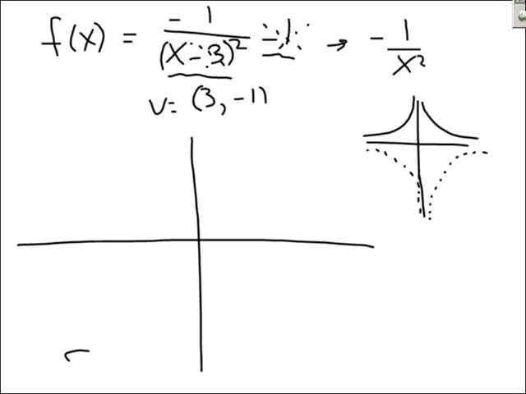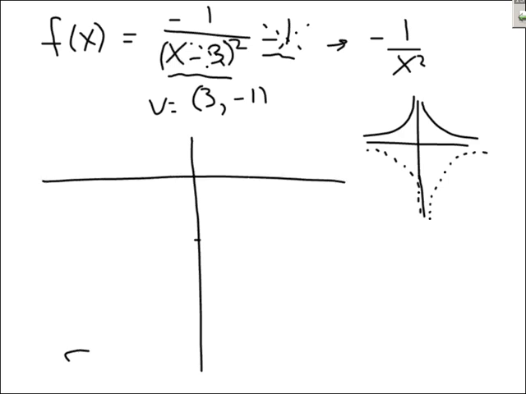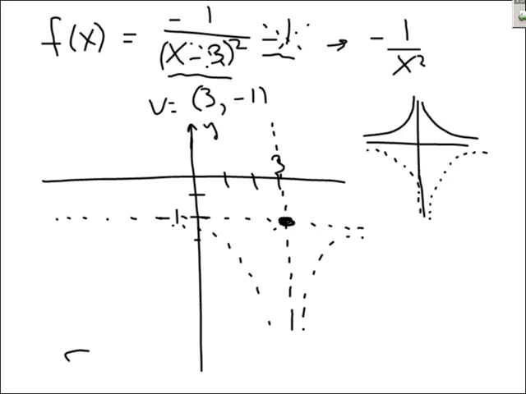And since it's all below the x-axis, let me draw it a little bit higher. 1, 2, 3. Call that negative 1. So it's as if the new origin is right here. Now, when I draw this type of graph, I'm only hitting the y-axis.